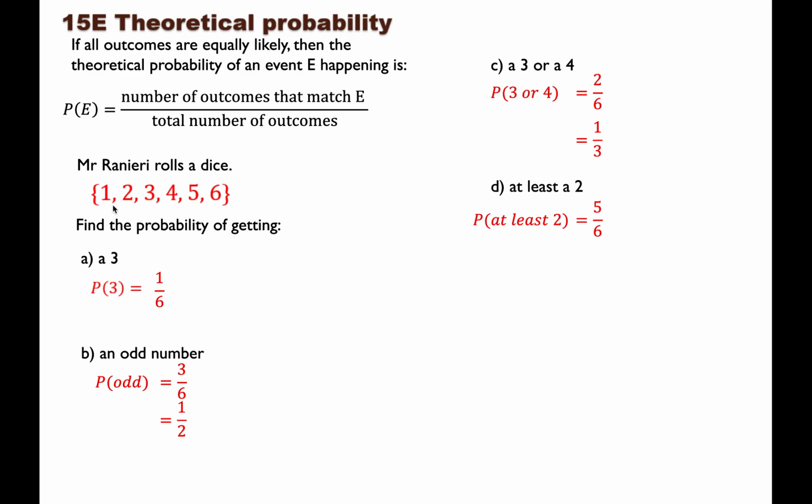And sure enough, in a normal die, assuming it's not loaded and weighted and a trick die and that sort of thing, then they're all equally likely.